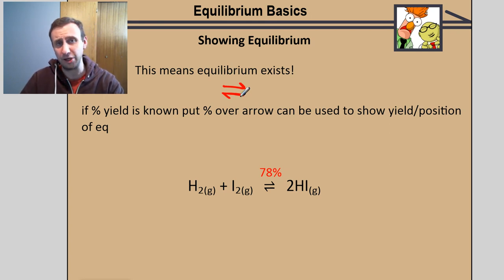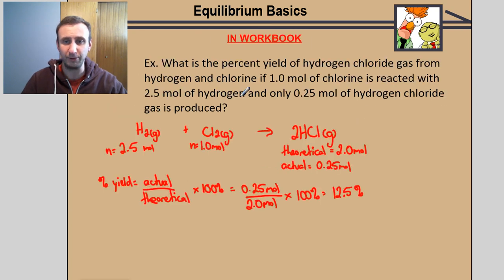Percent yield, if I know the number, then I would actually just put the percentage over top of it. So if I went back to my previous example, now that I know this, first of all, I should change this to the equilibrium arrows that we now know how to do. And then I have 12.5%. So I know what the percentage is for this reaction.